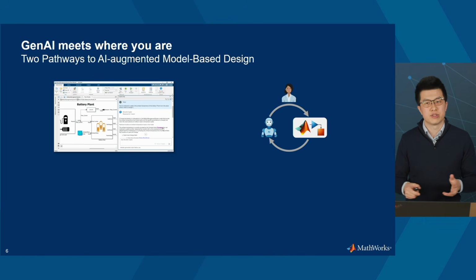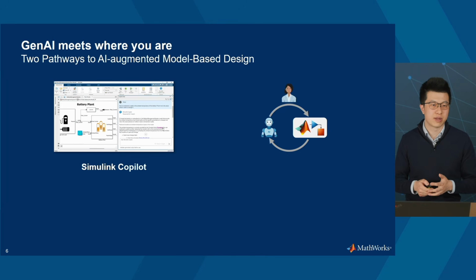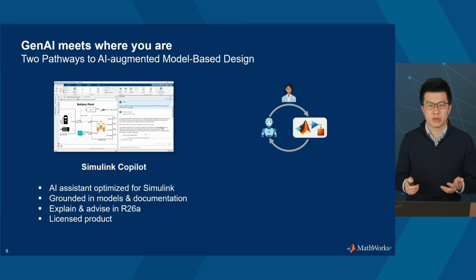We are enabling generative AI with Simulink to meet you where you are, and it's done through two offerings. On the left, we have Simulink Copilot. This is an AI assistant that's optimized for Simulink. Copilot responses are grounded in the open model as well as MathWorks documentation. In R26A, we're shipping features like helping you explain the model and help you resolve errors within your models. So it's really a conversational assistant that's built directly into Simulink. And I have some demos on these features later.